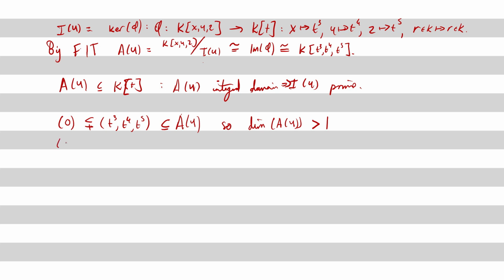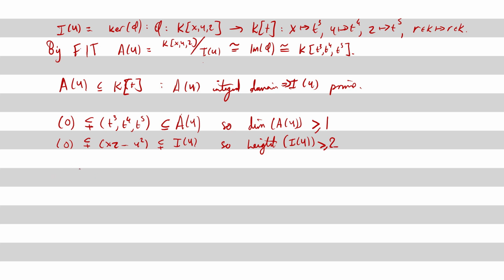Now, 0 is a subset and not equal to xz minus y squared, which is a subset and not equal to I of y. So the height of I of y is greater than or equal to 2.